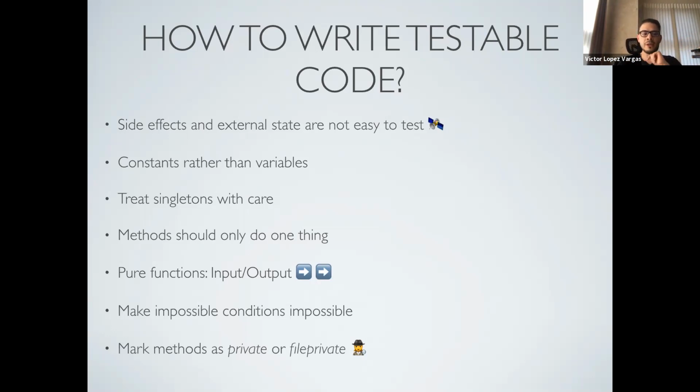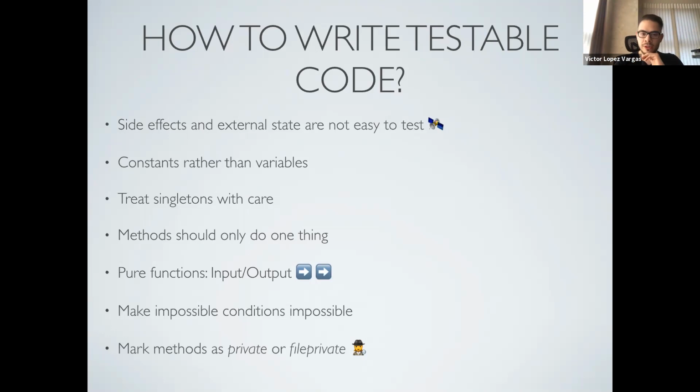And then a final recommendation is to mark methods as private or file private, because you should only focus on the parts that are exposed. We should think that we should be testing behaviors and not lines of code. Most of the time, those public methods will eventually call some private or file private methods. So if you are really concerned about coverage, then you can focus there.